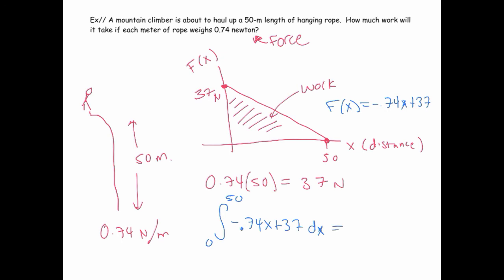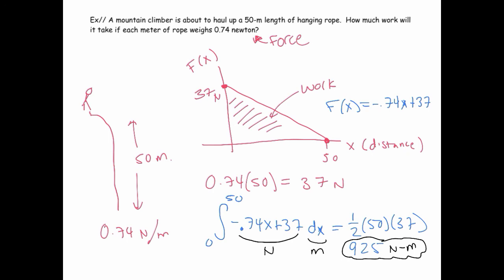But you could also just go back to geometry. We're looking at a triangle, and if we want its area, it's 1/2 the base, 50, times the height, 37. That's 25 times 37, which is 925. Let's pay attention to the units. This is a force, so the units are newtons, and we're moving it over a distance, so the units are newton meters, and that is a unit for work.